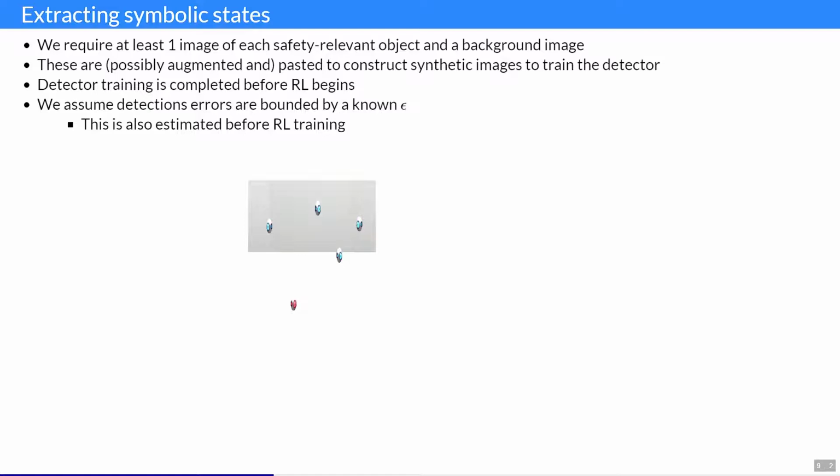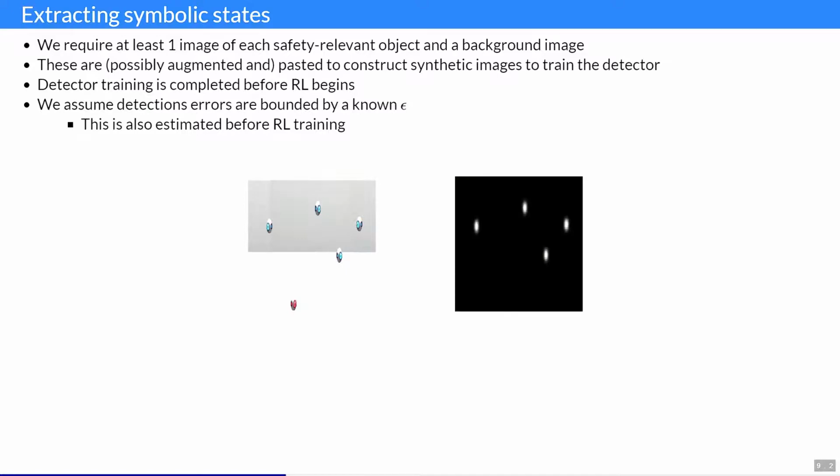Because we're using a visual system, we'll need to make some sort of assumptions about the errors that it makes in detecting object locations if we want to be able to guarantee that we can act safely. We begin with a very simple assumption that all detections are bounded by some known epsilon. That is, all safety relevant objects are detected and the distance between their detected locations and their true locations is at most epsilon. We estimate the epsilon value from the synthetic dataset before we begin reinforcement learning. We'll discuss later more general noise models that could potentially be used instead. And here's an example for this synthetic dataset of the label image that we use when we're training the classification task for the follower robot here in blue.